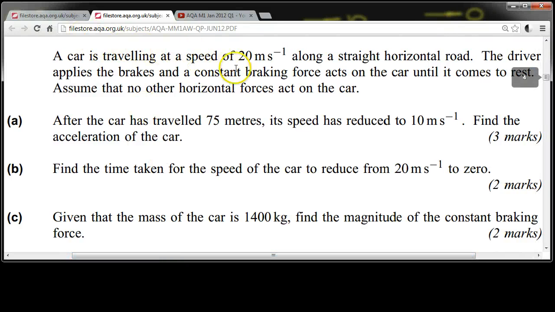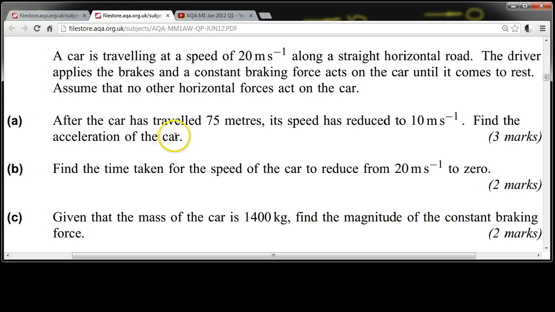A car is travelling at a speed of 20 meters per second along a straight horizontal road. The driver applies the brakes and a constant braking force acts on the car until it comes to rest. Assume that no other horizontal forces act on the car. After the car has travelled 75 meters, its speed has reduced to 10 meters per second.